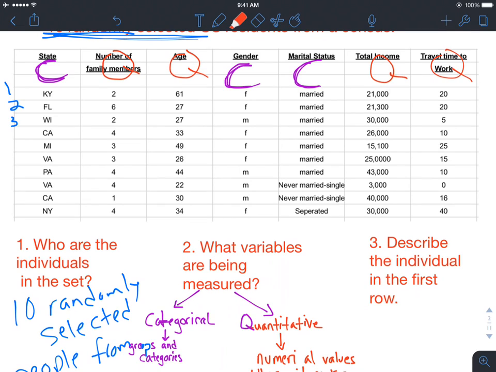The last problem: describe the individual in the first row. So let's just highlight that first row. This person is from Kentucky. They have 2 family members. Age is 61. They are a female. Married. Total income is $21,000. And the travel time to work is about 20 minutes.